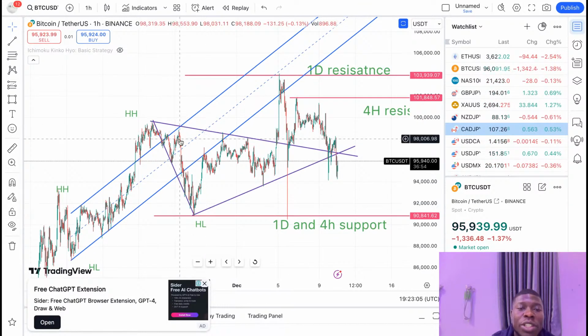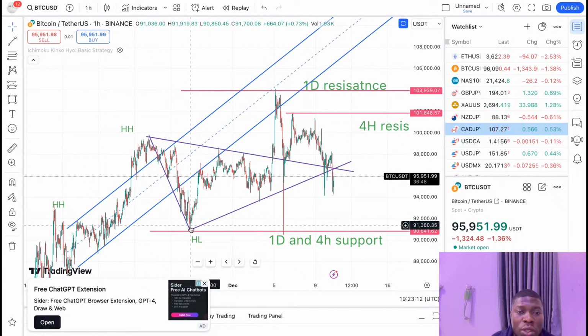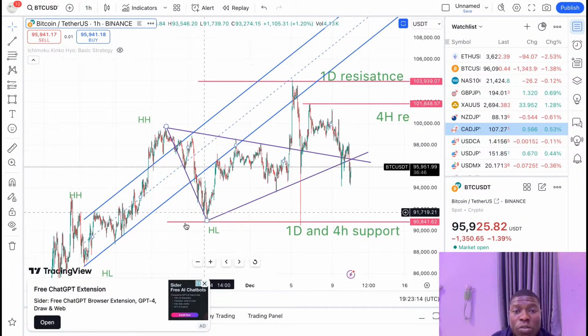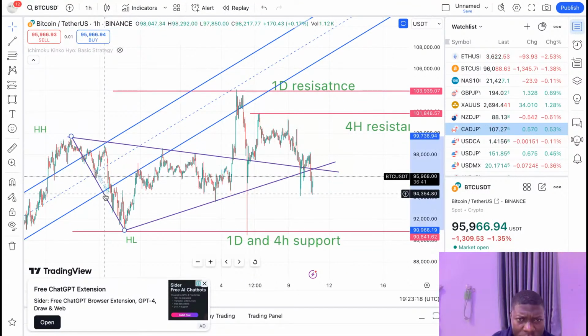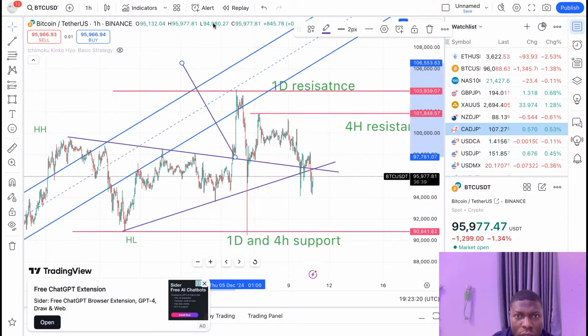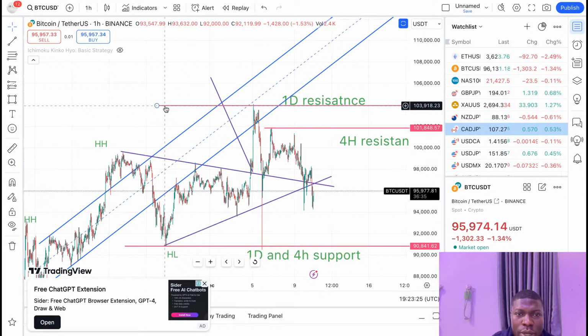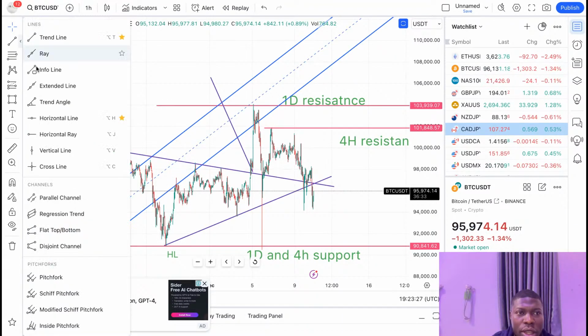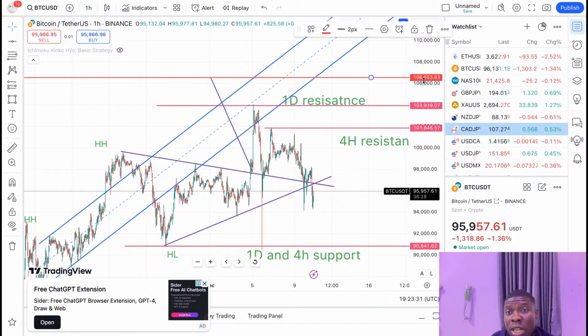So being a continuation pattern in a trend, you have to measure the targets from here to here. You place it at the point of breakout. Whenever there is a breakout here, which is around this area, this is a breakout. So I'm having my target of Bitcoin to be 106,500, if this pattern is going to play out.